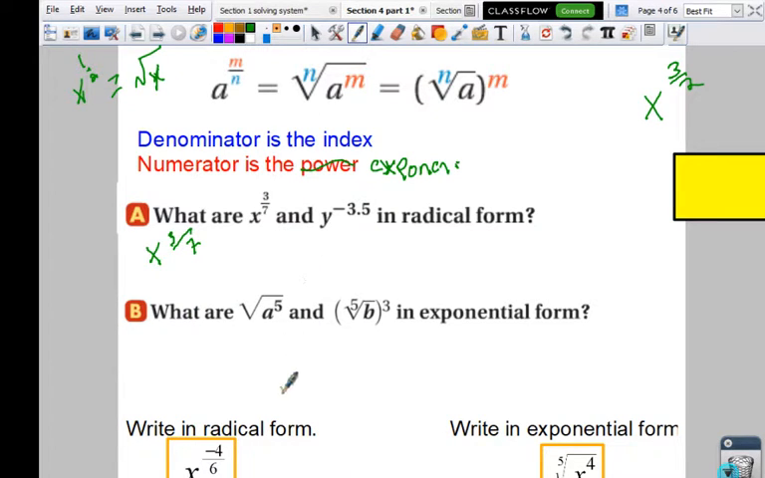Alright, so I'm going to write x to the 3 over 7 in radical form. So I'm going to have a radical here, right? What's my index going to be? 7. Okay, my index is going to be my denominator. So my index is 7. And then inside here, I'm just going to have x to the 3. That's it. That's all you need.